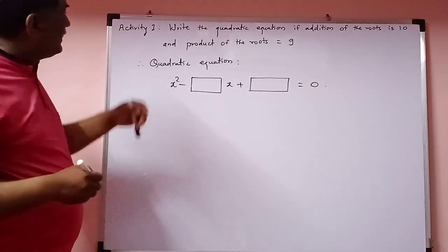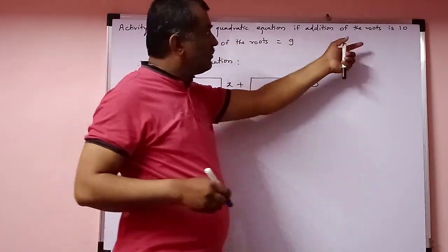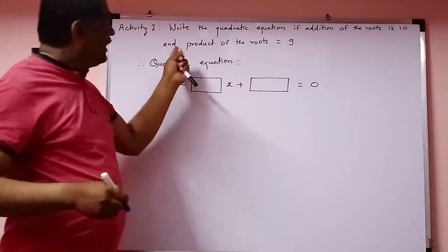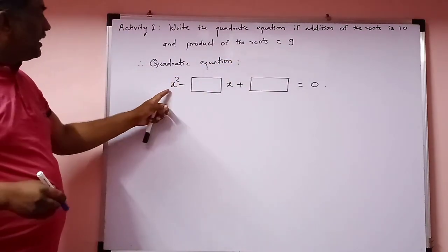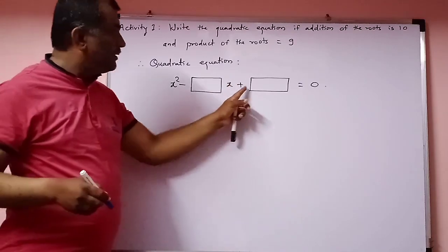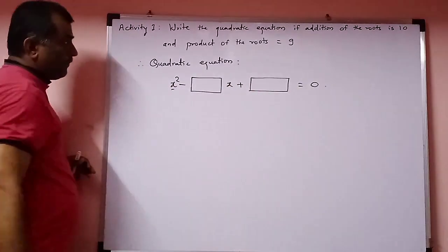Activity first काय दिली याच्यावरती पहा. Write a quadratic equation if addition of the roots is 10 and product of the roots is equal to 9. Quadratic equation x square minus bracket x plus bracket is equal to 0. आता या ठिकाणी व्हेरिएबल x घेतलेला आहे.